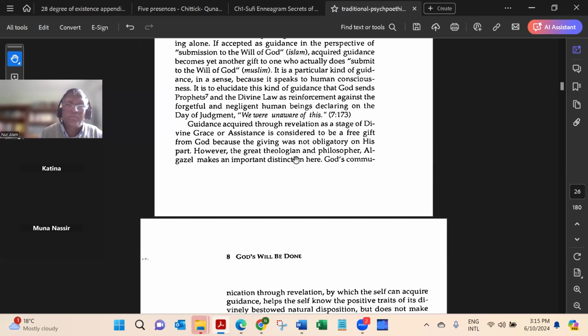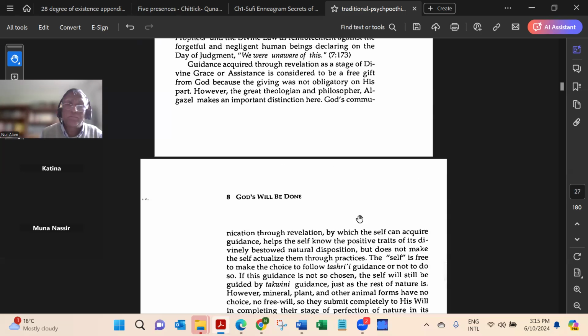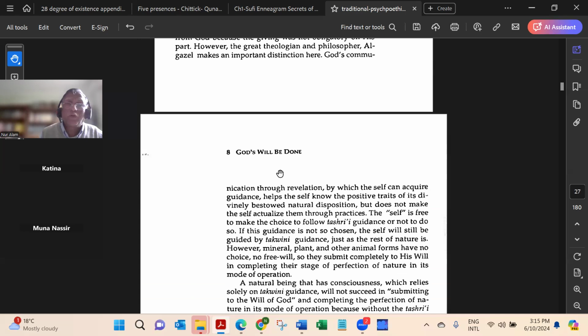However, the great theologian and philosopher Al-Ghazali makes an important distinction here. God's communication through revelation, by which the self can acquire guidance, helps the self know the positive traits of its divinely bestowed natural disposition, but does not make the self actualize them through practices. The self is free to make the choice to follow tashri'i guidance or not to do so.